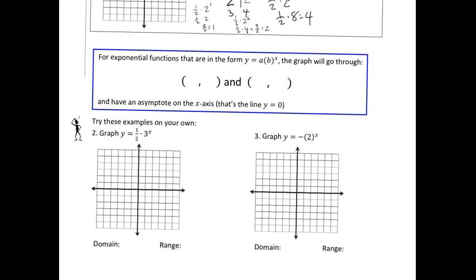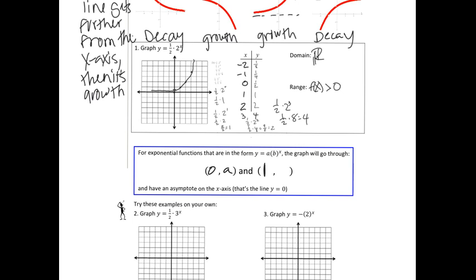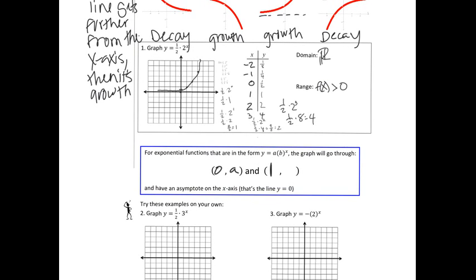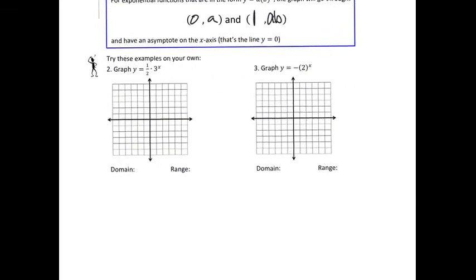Okay. For exponential functions that are in the form of a times b to the x power, the graph will go through the point (0, a) and (1, a times b). Okay, sorry. I had to really think about that. I forgot for a second. Okay, so those are always given points. If you just remember that, it'd be nice and easy for you. All right, so why don't you try those two examples on your own and then check your answers with mine.